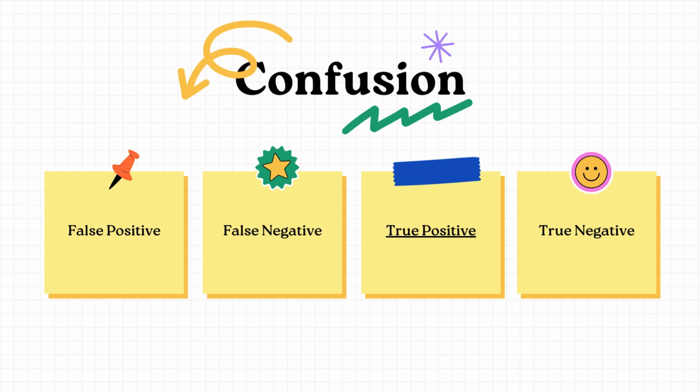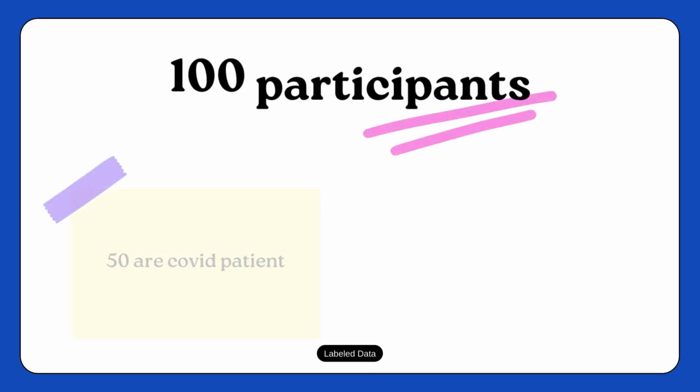What is a confusion matrix? A confusion matrix has four components: false positive, false negative, true positive, and true negative. To make things simpler, we will start with binary classification problems. Of course, this concept can be extended to multi-class classification. All right, let's start with binary classification.